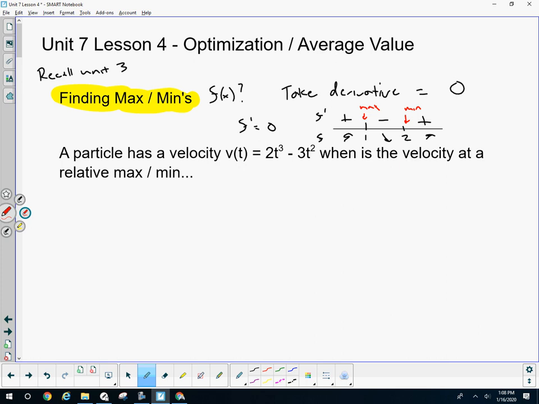If I asked you to find the relative extrema, the maxes and mins of velocity, take the derivative, set it equal to 0. I don't actually care that the derivative of velocity is acceleration. The derivative of velocity will tell if velocity is going up or going down. So if I want you to find the max V, it's just like finding the max F. Take the derivative, set it equal to 0. Solve, do a sign analysis.